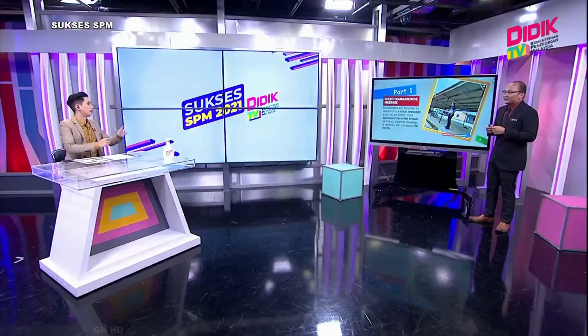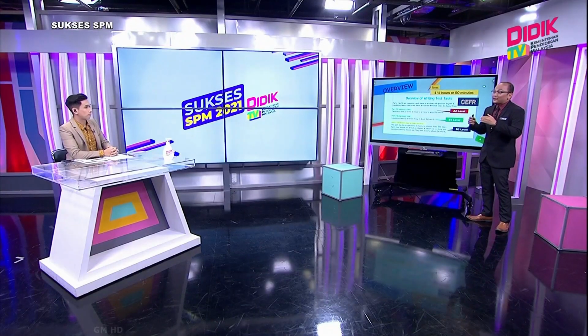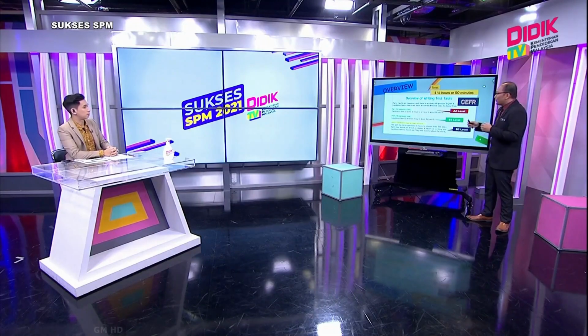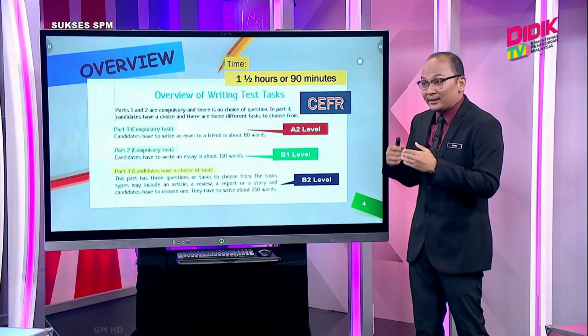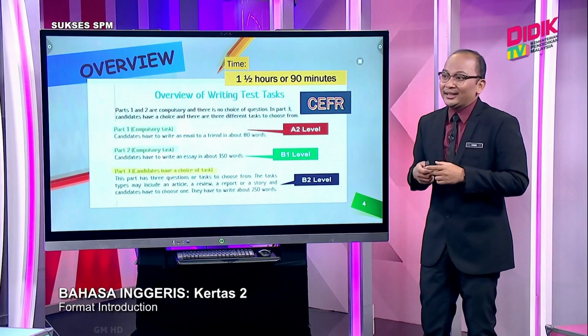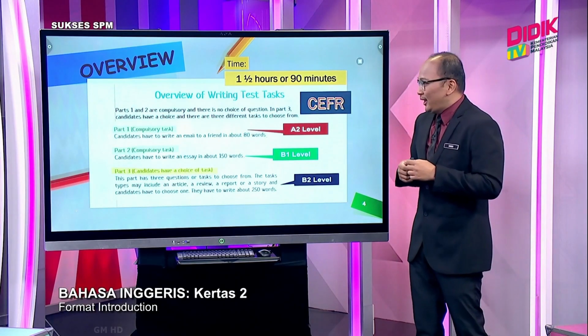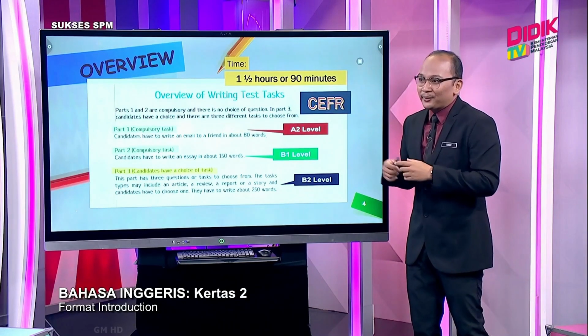I have a question, sir. In the previous slide, you mentioned there is A2 level, B1 level, and B2 level. Could you explain to us what you mean by these levels? These are the levels of requirement, the difficulty of the task. Part 1 is considered quite easy. Part 2 is a little bit harder. Part 3 is the hardest so far for the candidates to know. We are going to explain more a little bit further as we go on with the lesson.